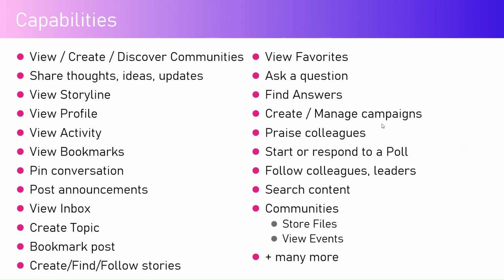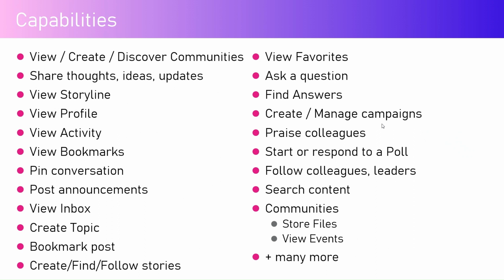Capabilities. Now, what all things can Viva Engage do? Within Viva Engage, you can view, create, and discover communities. So you can find a community group whereby you can share your thoughts, ideas, updates. You can view the storyline, profile, activity. You can view your bookmarks for easy access of the information.